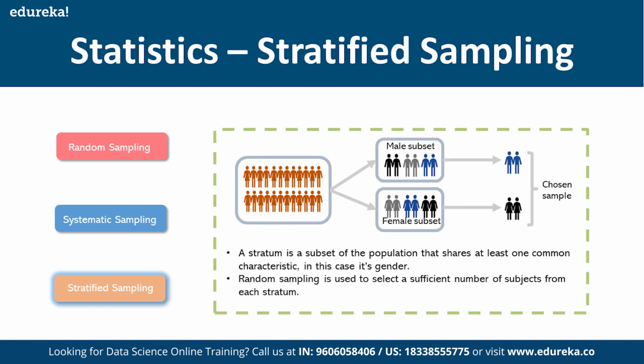Third is stratified. Stratified means stratum. Stratum means a subset of population that shares at least one common characteristic. For example, in a class, you ask all male students to stand together, females to stand together, and then you choose some samples from the males and some samples from the females. That is known as stratified sampling. Random sampling is used to select a sufficient number of subjects from a stratum. Stratified means grouping everything which is the same, and you are picking randomly from there. That is known as stratified random sampling.